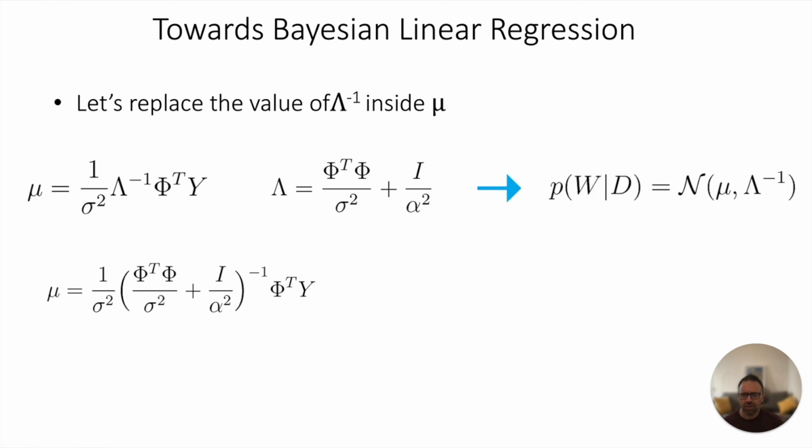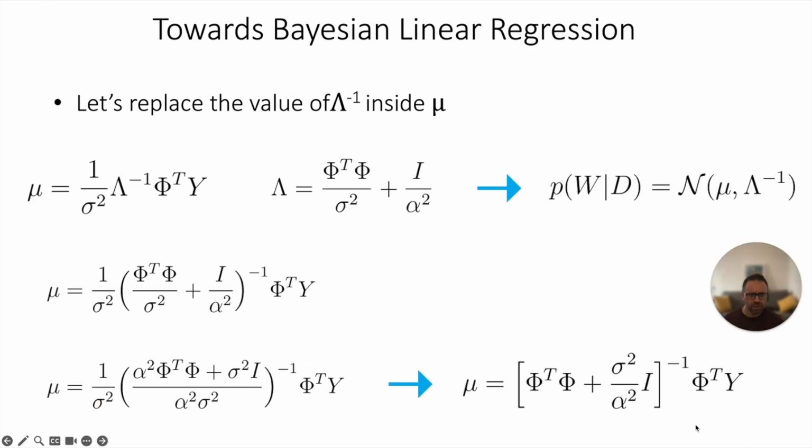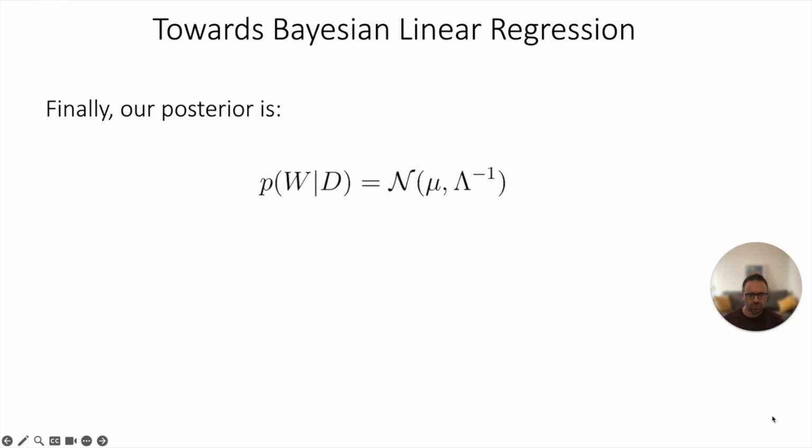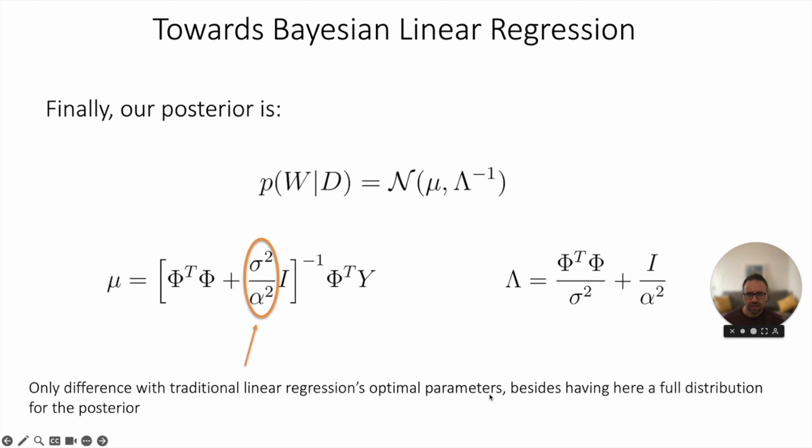This is what we have, and if we replace lambda inside mu, we have this term you can see here, right? If we further develop this a little bit, we obtain that we can cancel these numbers because this is to the -1 here, and we end up in this equation. So finally, this is our posterior, right, with these parameters. We can take a look at this term here.